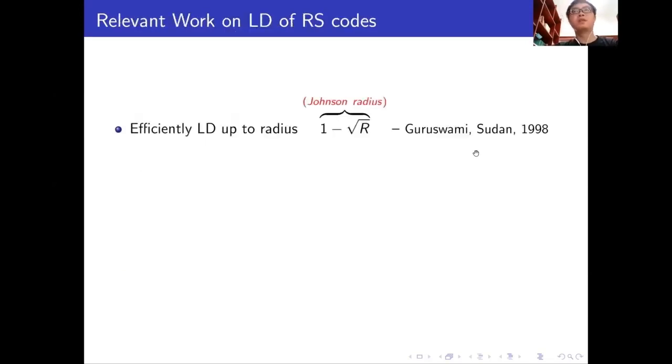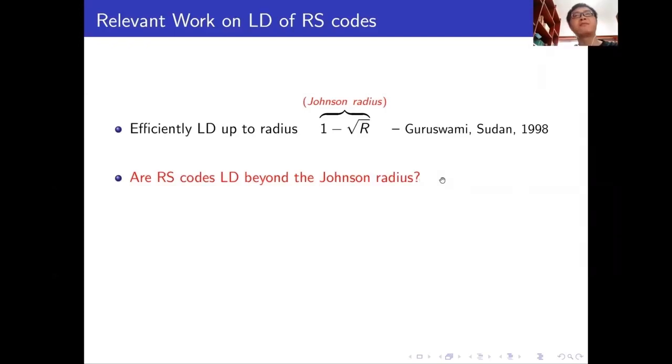When speaking about list decoding RS codes, we must mention the celebrated work of Guruswami and Sudan, who showed that one can efficiently list decode RS codes up to radius 1 minus square root of R. This radius is commonly termed the Johnson radius. Since then, it has been a long-standing open problem in the field to determine whether RS codes can be list decoded, either combinatorially or efficiently, beyond this radius.